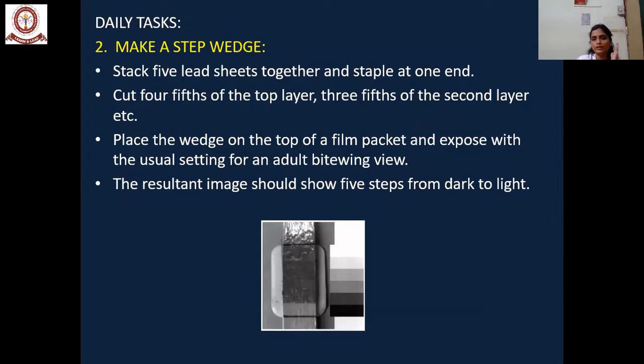We can stack 5 lead sheets together and staple at one end, so that we are creating a wedge of 5 lead sheets. The top layer, we can cut 4/5 of the sheet, then the third layer, second layer, first layer. So we are creating a lead sheet stack with the top end of the wedge. After creating this wedge, you have to expose and process it. The resultant image should show the 5 steps from dark to light.